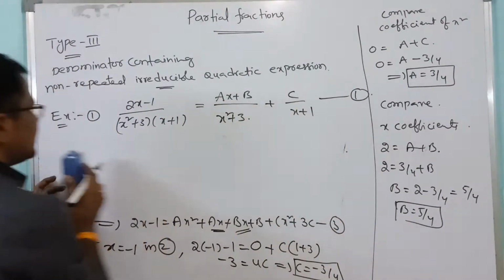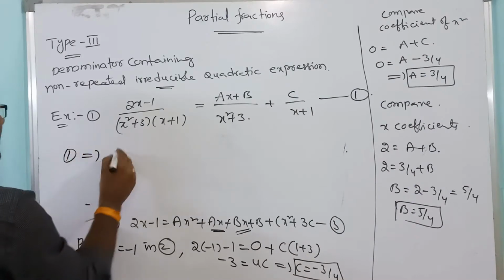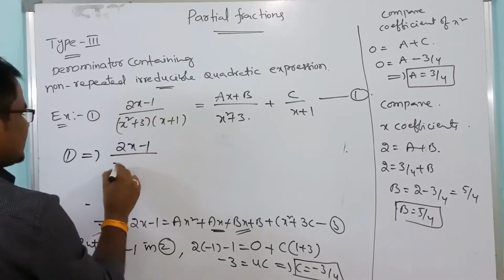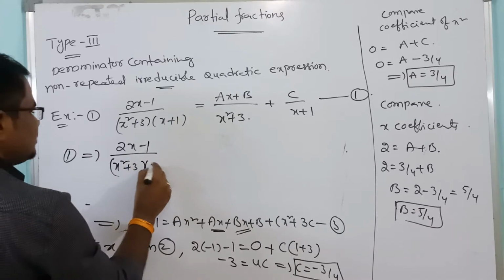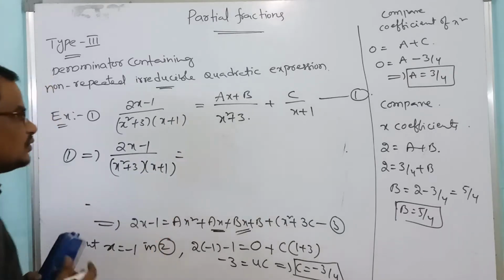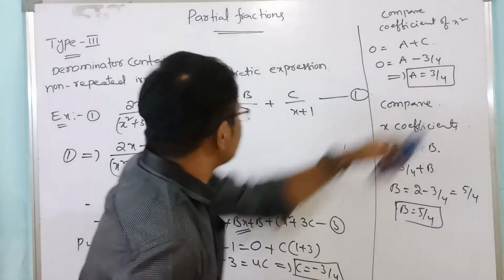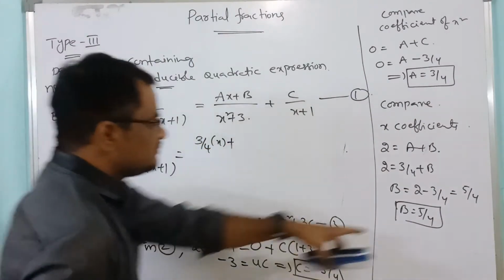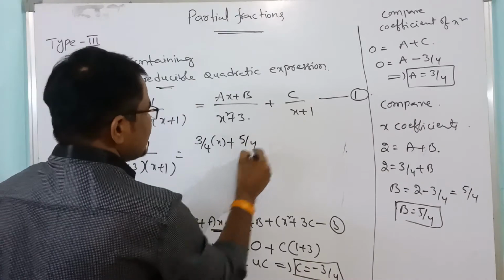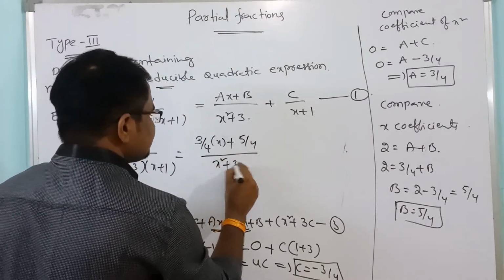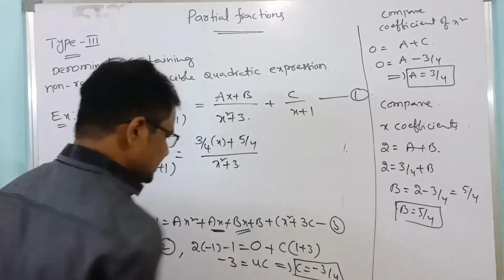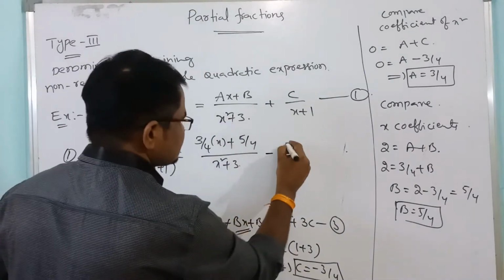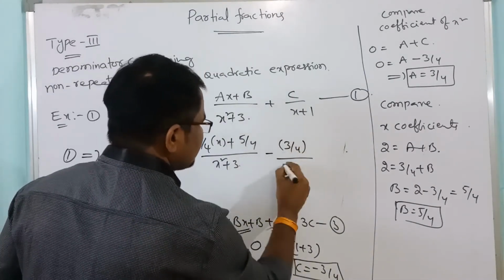If you substitute in equation number 1, so (2x minus 1) divided by (x square plus 3) into (x plus 1) equals a, a is 3 by 4, so 3 by 4 divided by x, plus b, b is 5 by 4, so 5 by 4 divided by x square plus 3, plus c, c is minus 3 by 4, so minus 3 by 4 divided by x plus 1.